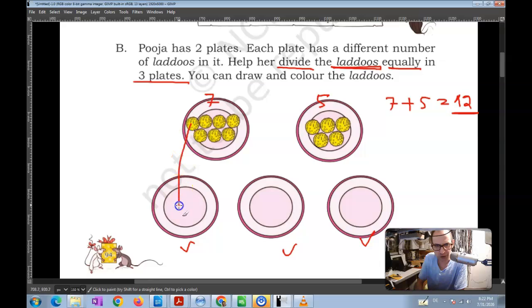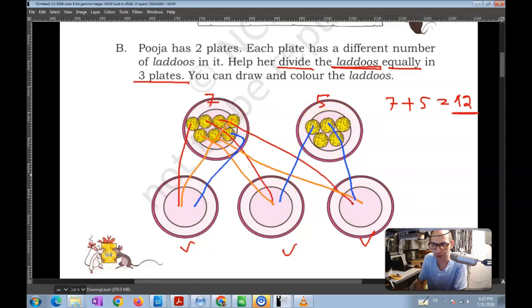So I give 1 to this plate, another 1 to this plate, another 1 to this plate, and then I will give this 1 to this plate, this 1 to this plate, and then this 1 to this plate, and so on through each round. And you see that each plate gets 4 sweets. So I have 4 sweets here, 4 sweets here, 4 sweets here, and I had 12 sweets over here, right?